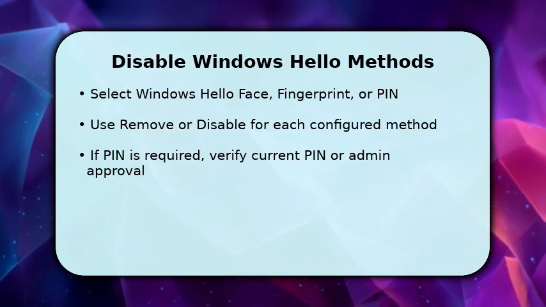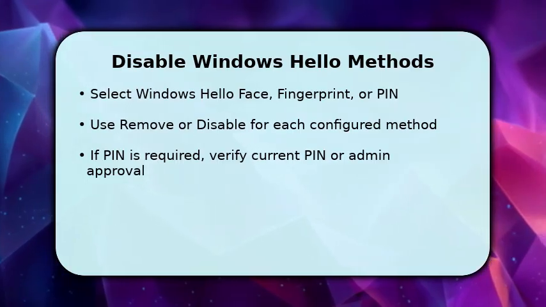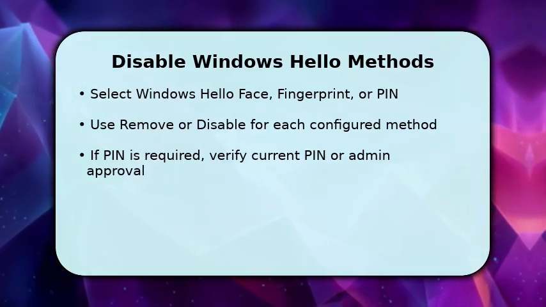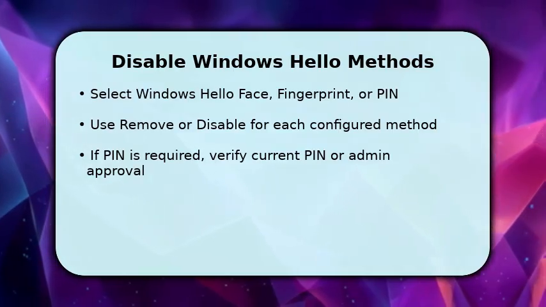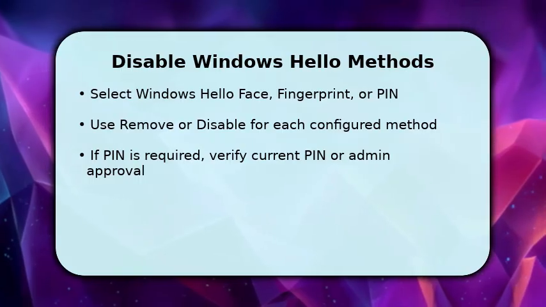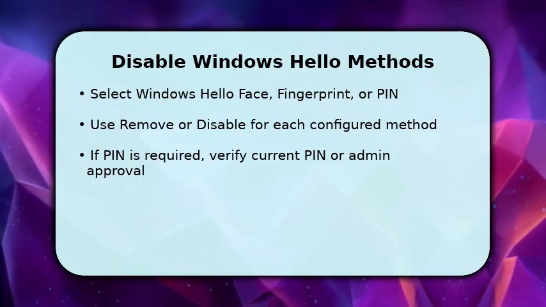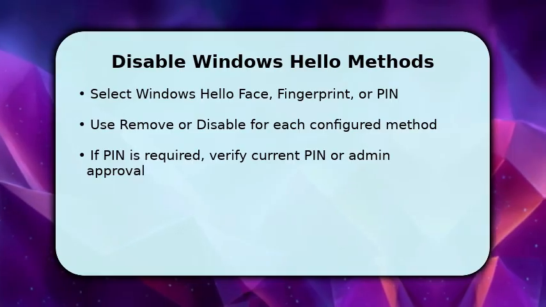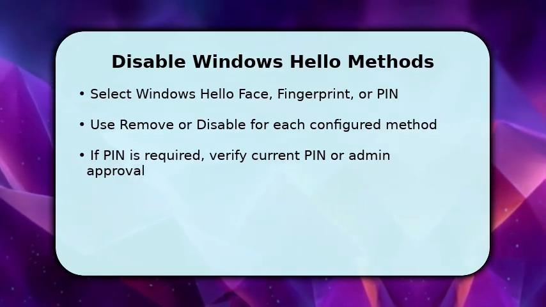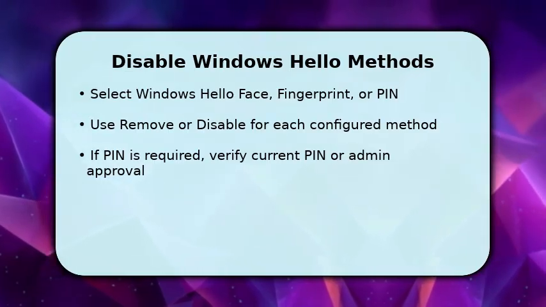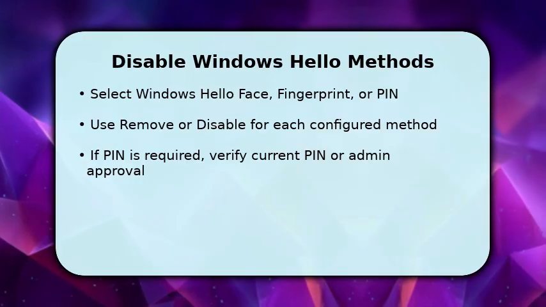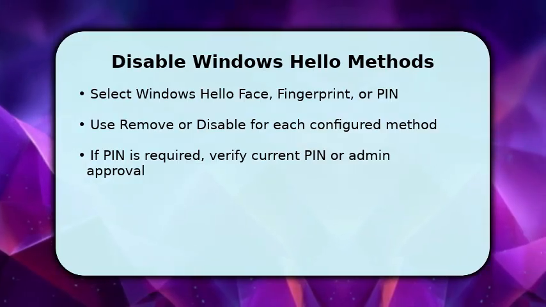Click the configured method like Face, Fingerprint, or Pin, then choose Remove or Disable and follow the prompts. If the OS asks for your current PIN or password, enter it to confirm. Administrative approval may be needed for some changes. If you see a grayed out option, make sure group policies or device encryption aren't enforcing it. Keep going methodically until no Windows Hello items remain listed.